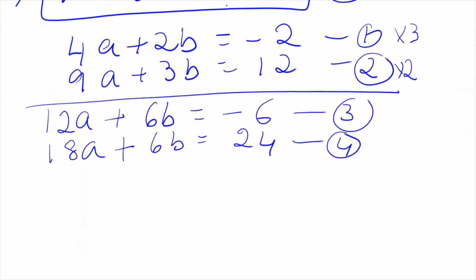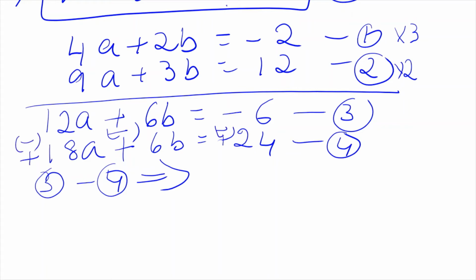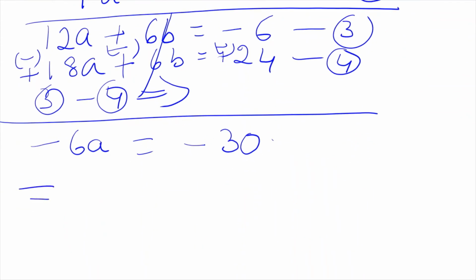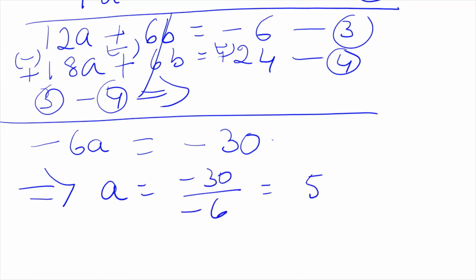Okay. So now what will you do to eliminate? You have to do 3 minus 4. We have to subtract the equations, so that means we have to change the signs. So this will become 12a minus 18a is minus 6a, plus 6b minus 6b gets cancelled, is equal to minus 6 minus 24 is minus 30. So this implies a is equal to minus 30 upon minus 6, that is plus 5.